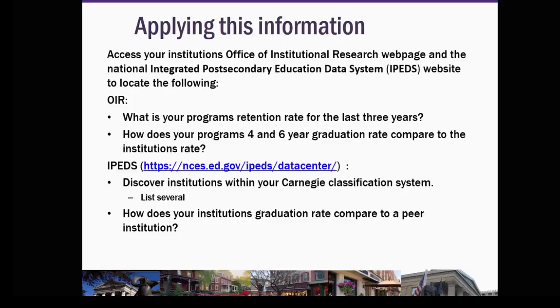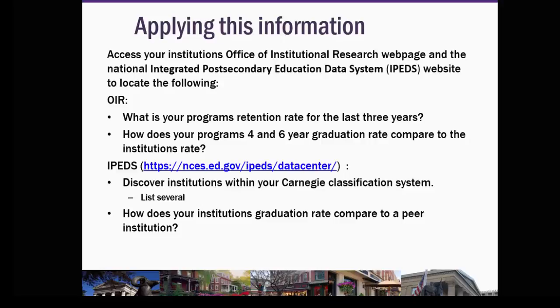Then, I'd like you to look into the IPEDS data, which I'm going to show you in a minute, and discover institutions within your Carnegie classification system. List several institutions. These are institutions that have a similar size and academic offerings that you do at your institution, as well as you can look at them per location. And then, after you define some Carnegie peers, how does your institution's graduation rate compare to the peer institutions?